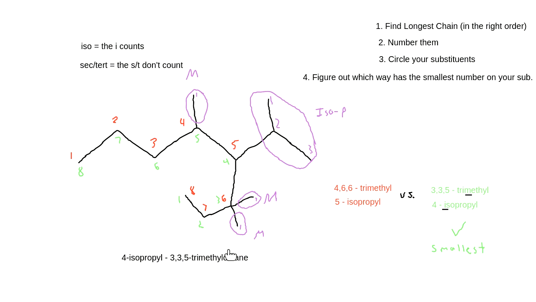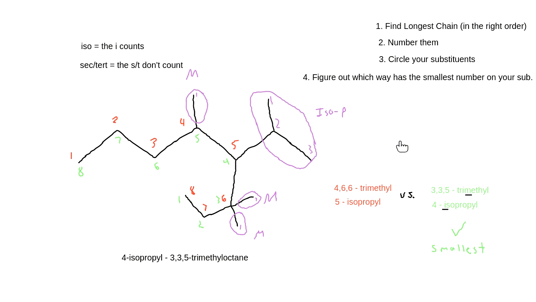6 is hexane. 5 is pentane. 4 is butane. 3 is propane. 2 is ethane. So methane, ethane, propane, butane, and then after 4 it's pentane, hexane, heptane, and then octane. And then 9, I believe, is nonane, and 10 is decane, but hopefully they won't make it that big.